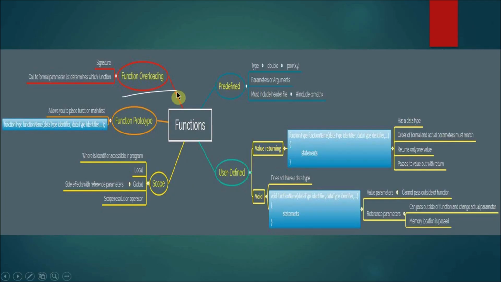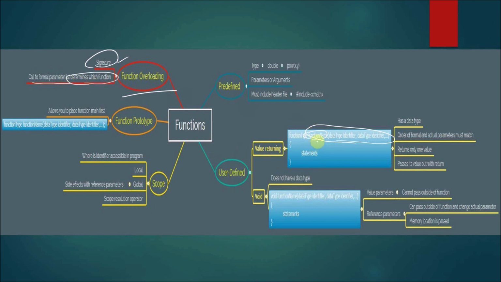Function overloading. Function overloading simply allows you to create functions with the same name. However, they have a different formal parameter list. Let's look at a definition here. Signature. A signature consists of the function name and its formal parameter list. That's what a signature is. A call to the function's formal parameter list determines which function will be used.